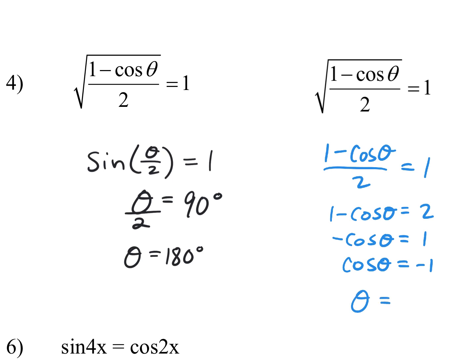Well, where does that happen on our unit circle? Where does cosine equal -1? That happens at 180 degrees. Look at that. Either way we solve this, we get to the same answer.